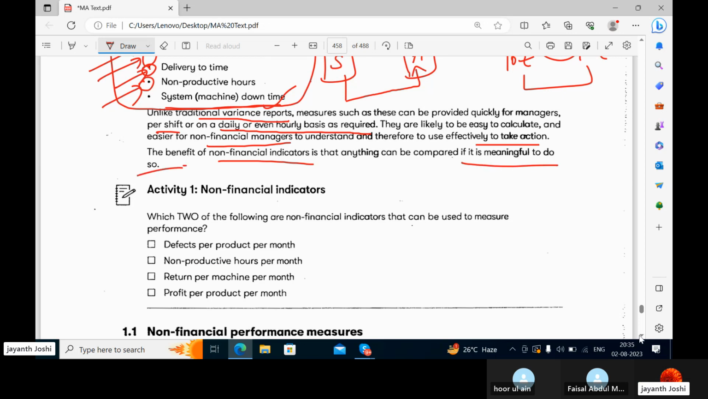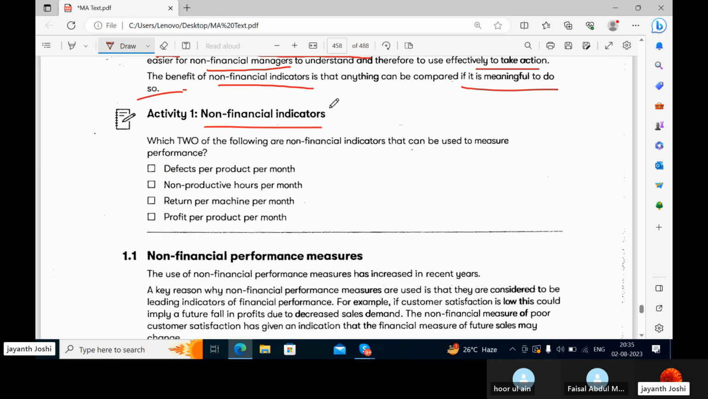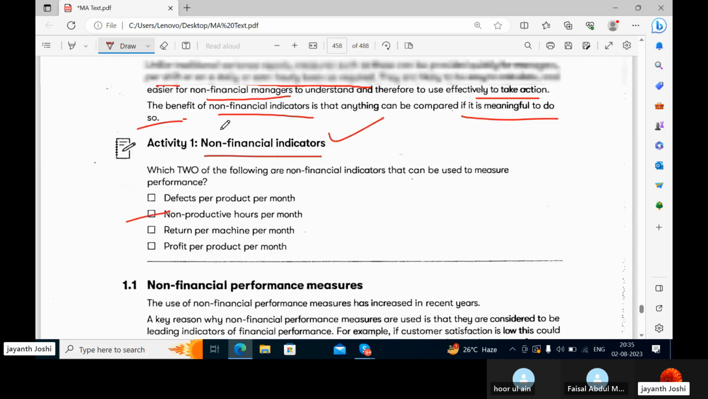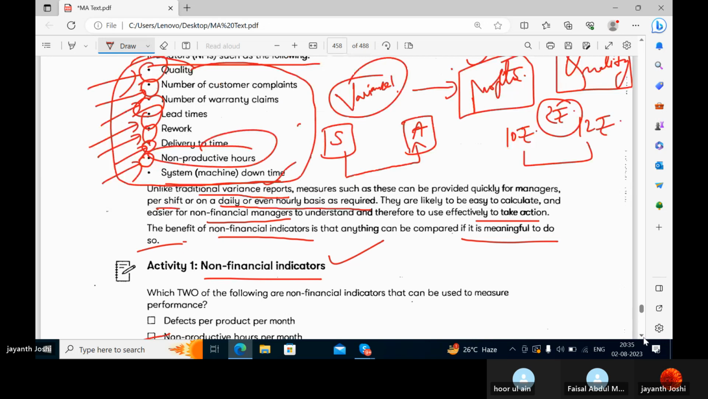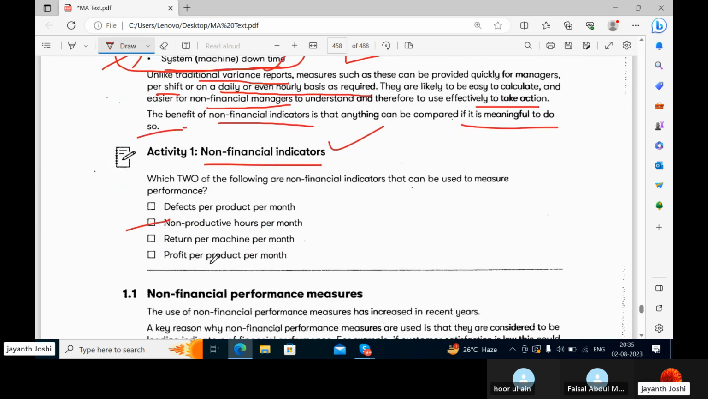Now, so there's an activity, non-financial indicators. Which two of the following are non-financial indicators that can be used to measure performance? Can you say what the answer is? Non-productive hours per month. This is what we have just seen. Profit per product per month is a financial measure. Should not be taken. Return per machine per month is a financial measure. Defects per product can be taken as consumer complaints. It is also a non-financial measure.